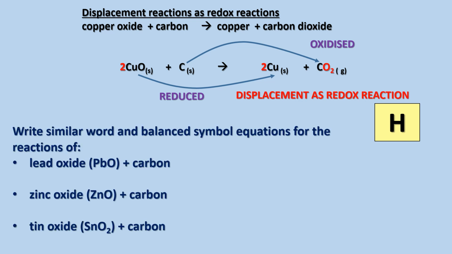So you've got a word and symbol equation there for extraction of copper from copper oxide. Use that information to help you. You've been given the formulae of the metal oxides, and write word and symbol equations for each one using the patterns from above. So pause the video to do this.